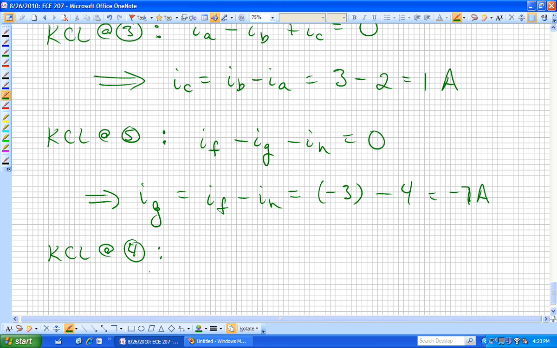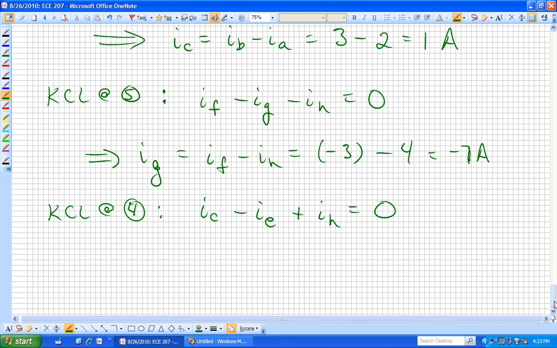If we look at the bottom node and we sum the currents going in, I sub C is going into node 4, I sub E is leaving node 4, and I sub H is going into node 4. Or we have plus I_C minus I_E plus I_H equal to 0. The only one that we do not know in that collection of three currents is I sub E. I sub E is I sub C plus I sub H. I sub C is 1. I sub H is 4. And consequently, I sub E is 5 amps.